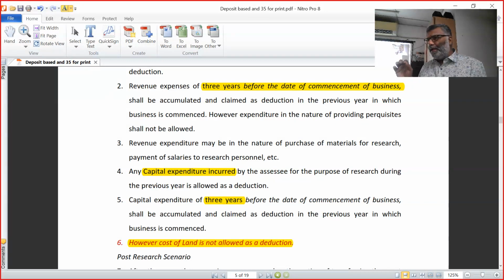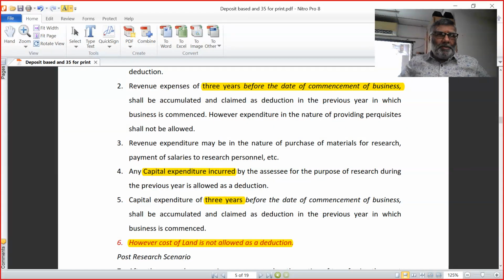So I am repeating this. Revenue expenditure of the current year and past 3 years, if this is your first year of operation, accumulate and claim. Capital expenditure of the current year and past 3 years, if this is the first year of operation, accumulate it and claim. One thing I will not allow is cost of land.